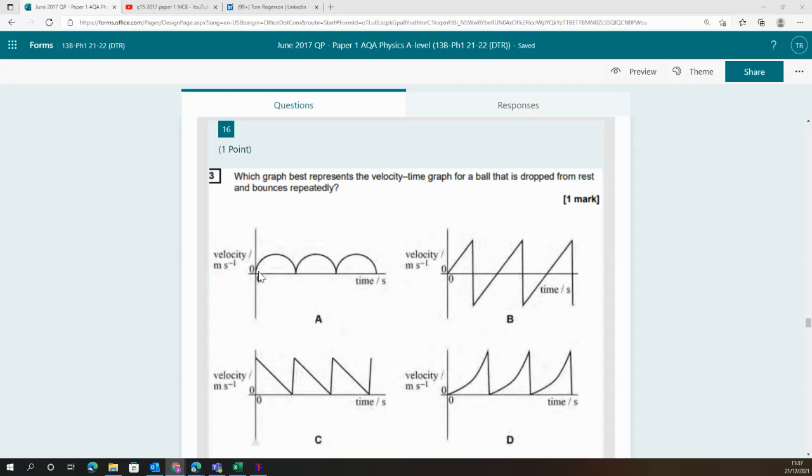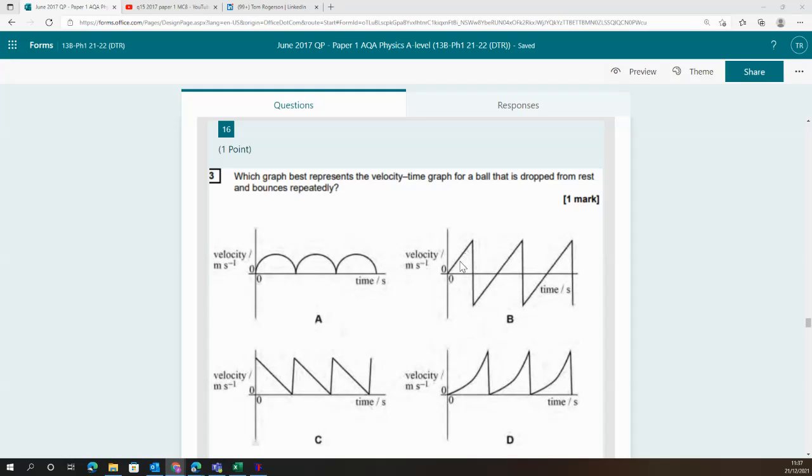So you release the ball, it moves away from you up to a maximum speed, then it slows down and stops, and all the time it's moving away from you. This is weird and it's wrong. That's not correct.